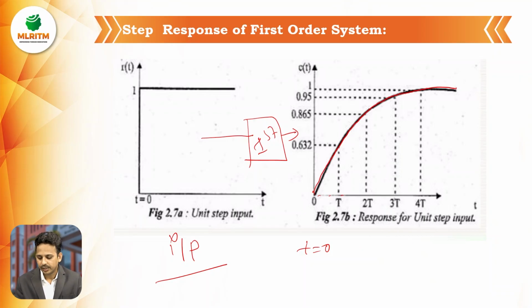Okay. So this is the minimum time required. Here, it is the time constant. The time constant is defined as the time for the response of a system to reach 63.2% of its final value. So this is the time constant. Okay, so this is the step response of a first order system.